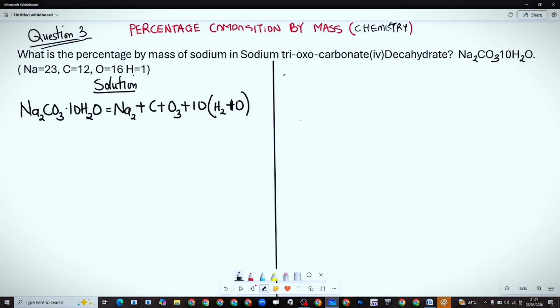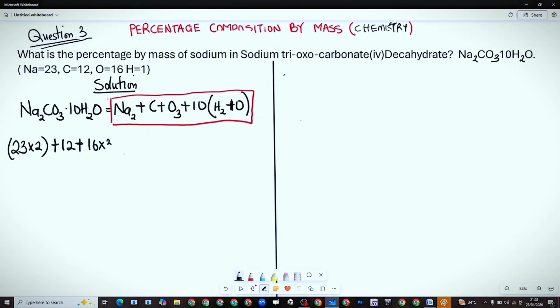If you do that, I'm just going to be adding all of this up. I'm trying to make you understand how we're solving that. We have 23, which is our sodium, times 2, because sodium occurs twice, plus the carbon, which is 12, plus oxygen, which is 16 times 3, plus 10 of bracket 1 times 2, that's for the hydrogen, plus 16.